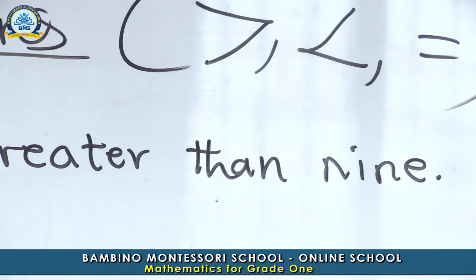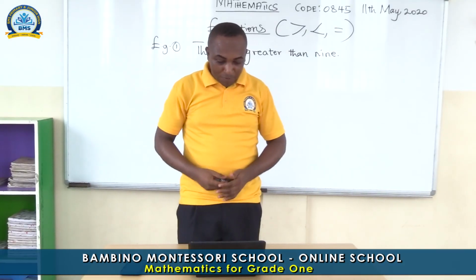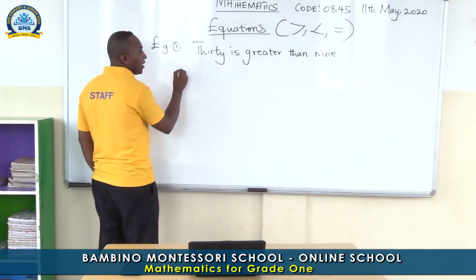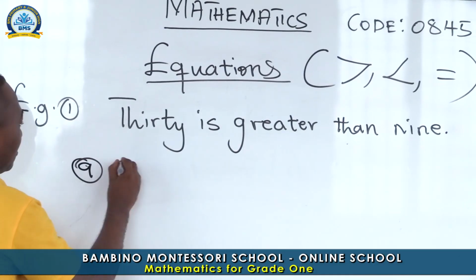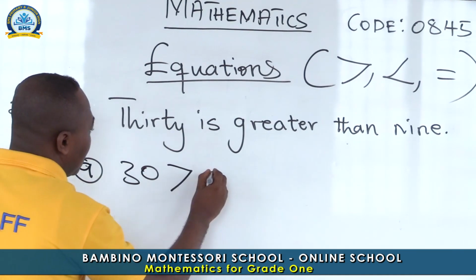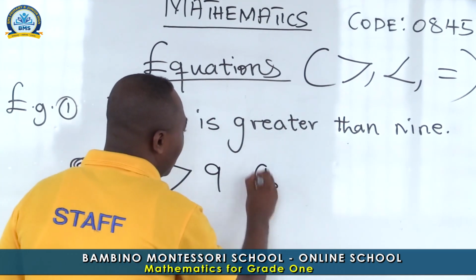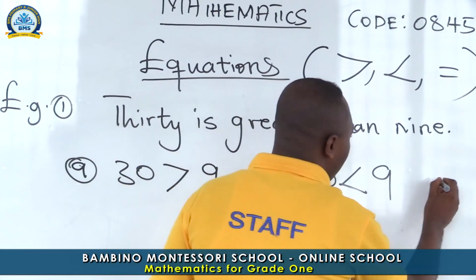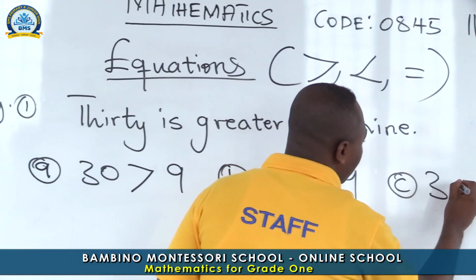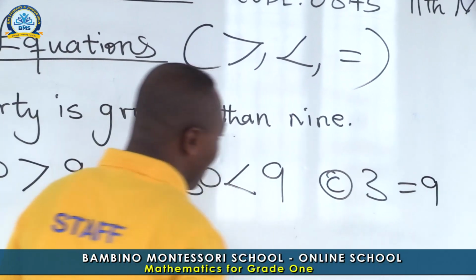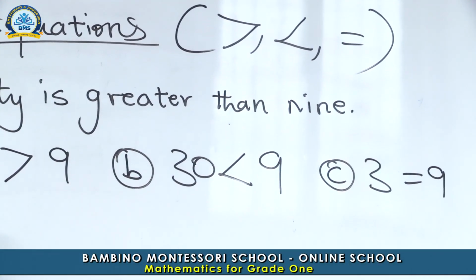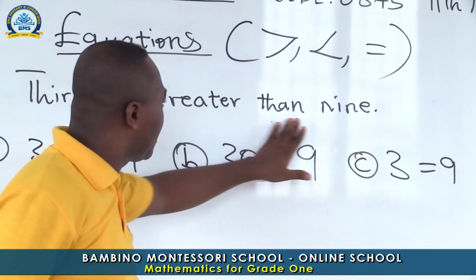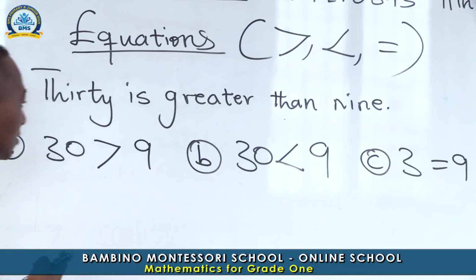30 is greater than 9. Now let's see the options over here. When we say 30 is greater than 9, we have 3 options here. Which one is correct? There are 3 options on the board.